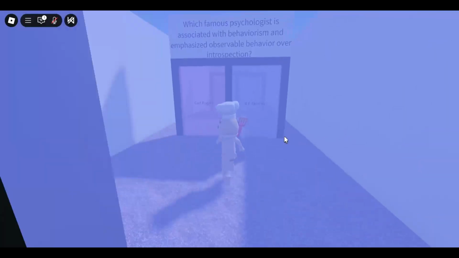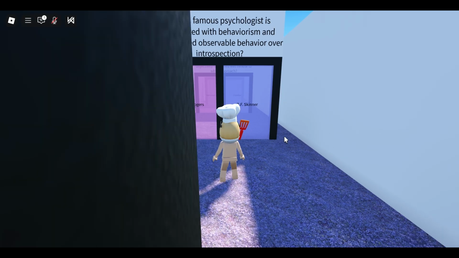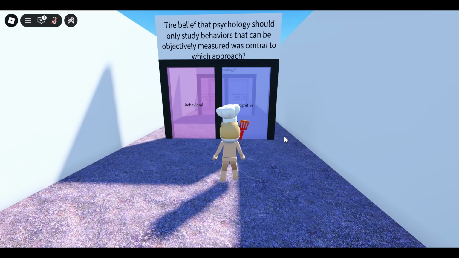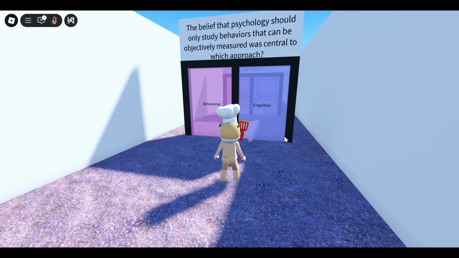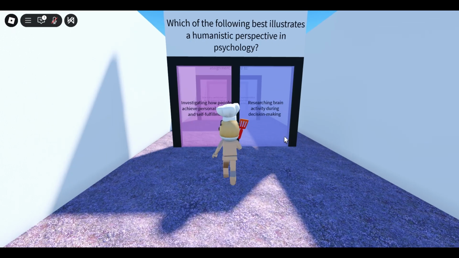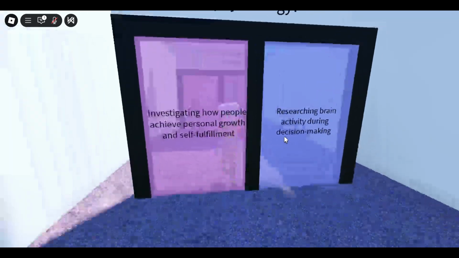which psychologist is associated with behaviors. That would be B.F. Skinner. Remember his Skinner box experiments? And also Carl Rogers is associated with humanistic perspectives. The belief that psychology should only study behaviors was central to the behavioral approach. Which of the following best illustrates a humanistic perspective? Remember that humanism is really focused on personal growth and self-fulfillment.